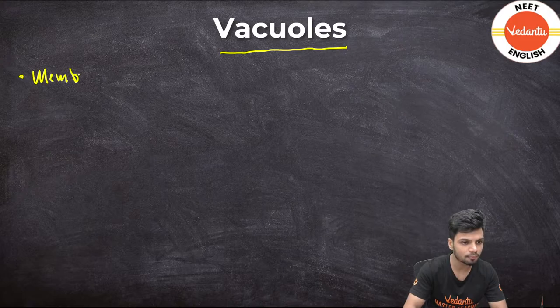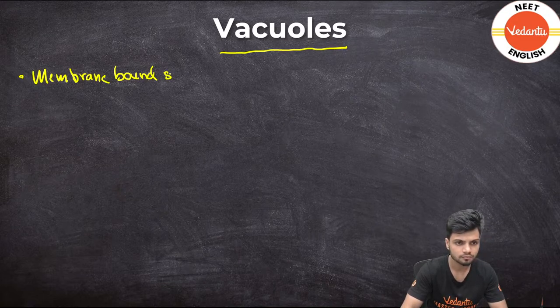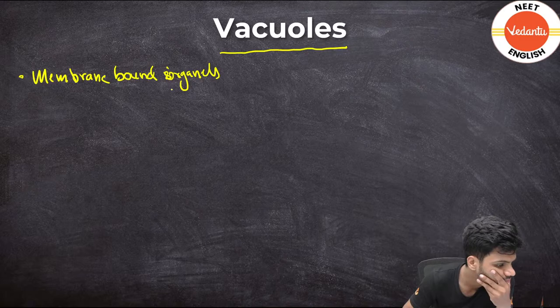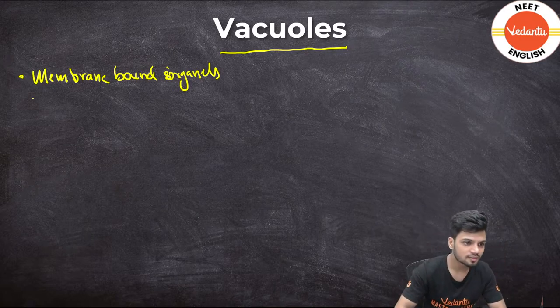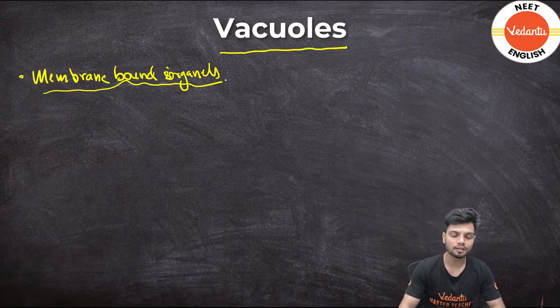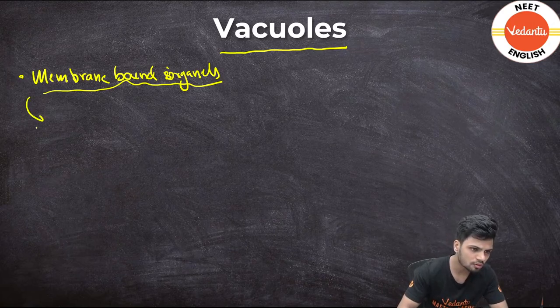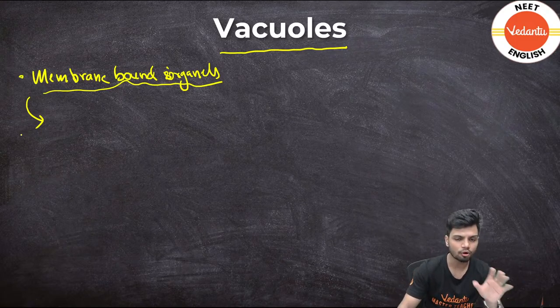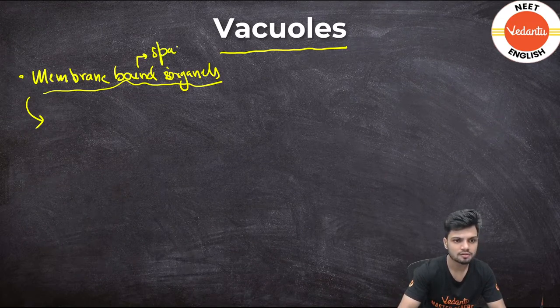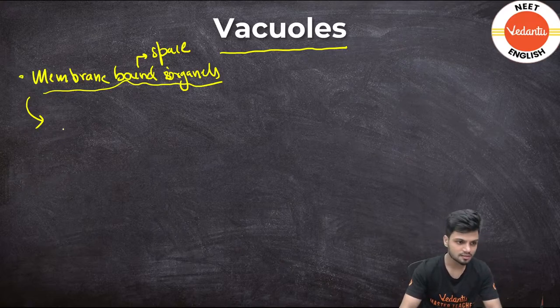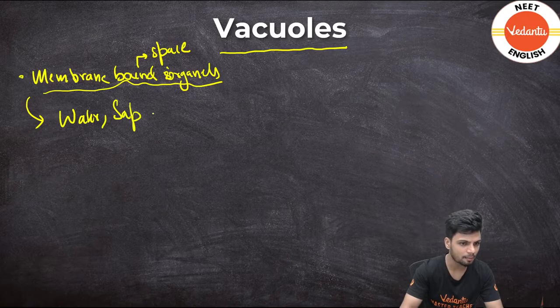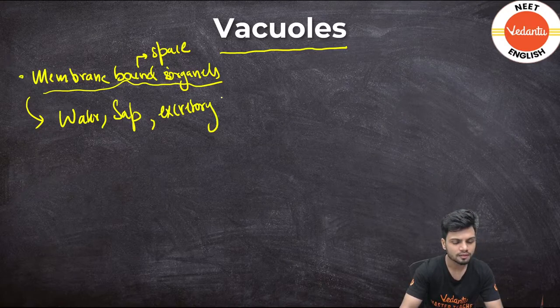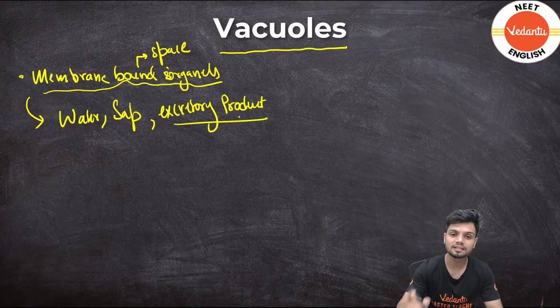Now, vacuoles are also membrane-bound organelles. Vacuole is again a membrane-bound organelle. Now, you tell me in the chat, what can be present inside the vacuole? It is membrane-bound. You can also call it a membrane-bound space. Now, this vacuole has certain substances inside, such as water. It can have sap. It can also have some excretory product inside the vacuoles.